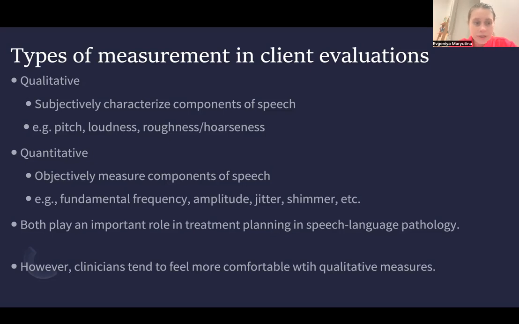And then we have quantitative measurement, right? We objectively measure components of speech, such as fundamental frequency. We get a number for it, the amplitude, jitter, shimmer, etc. And both of those play an important role in treatment planning in speech language pathology. However, clinicians tend to feel more comfortable with qualitative measures. Most of the time, we as speech scientists only use the quantitative measures. We turn speech into numbers and we do our statistical analysis. It's so funny when I do my research and I look at this Excel full of numbers, and I'm like, this used to be speech and now it's just numbers. But in your practice, you will mostly use your own judgment as a listener.